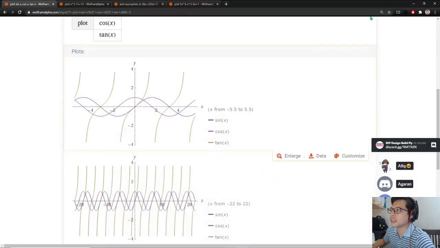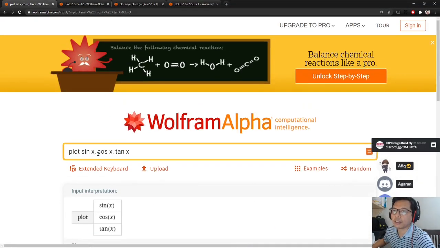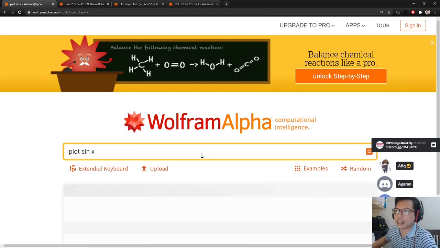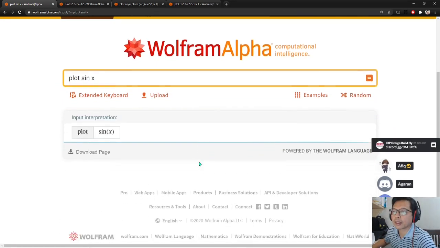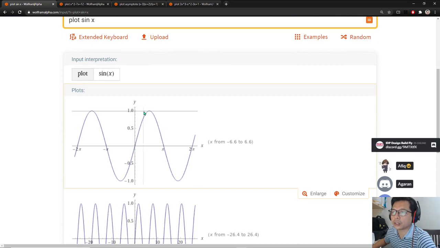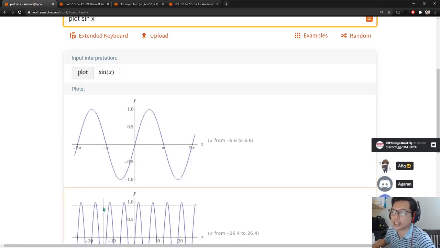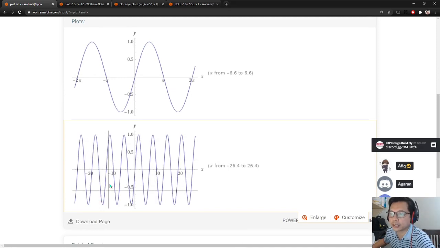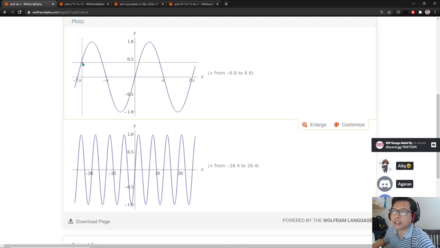Periodic means it's repeating. For example, if I plot a sine x function, the value is going to repeat. So here it's +1, +1 here, and it's going to be +1 again and again and again. So it's repeating. This is what we call periodic. It has a period. It repeats the same value over and over again. For example, 0 here, it repeats here at 2 pi, -2 pi, -pi, 0. So this is what we call periodic.